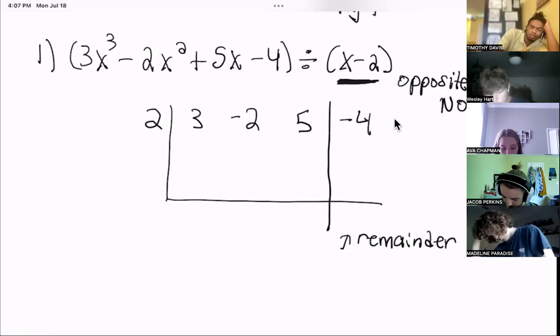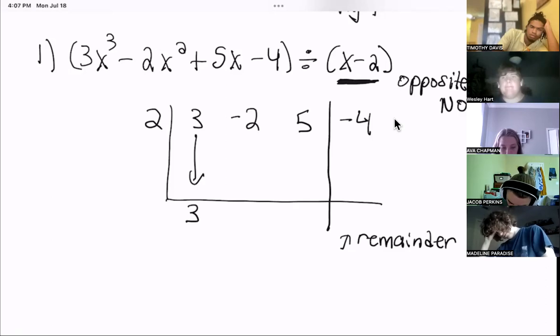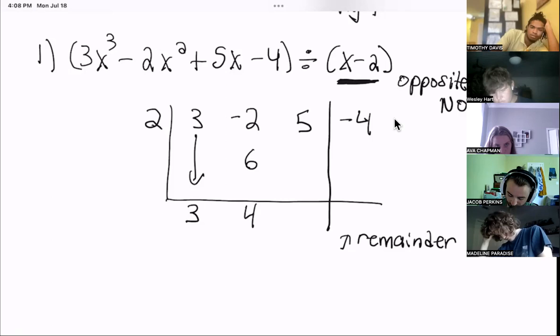And this is how it works. I think of it as a game. How do you start a game? You start by bringing down that first coefficient, whatever it is. Then it's multiply, add, multiply, add, multiply, add till you finish. So 2 times 3 is 6. Add down, I get 4. I multiply again, 2 times 4 is 8. I add down, I get 13.